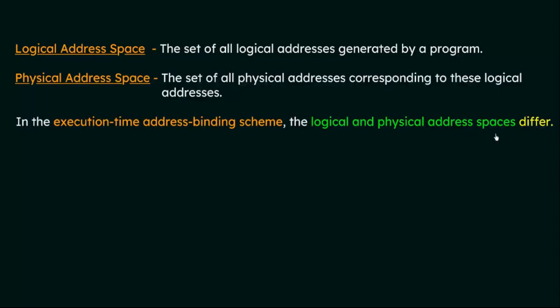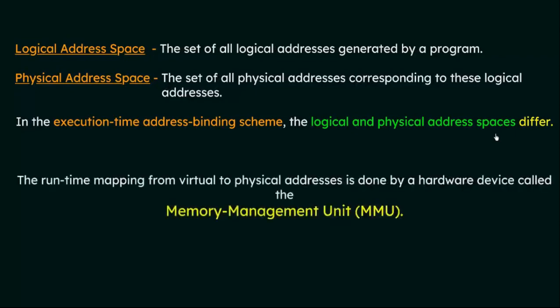If they are not the same, how will we map them to each other? How will we know that for a particular logical address space, this is the corresponding physical address space? This is the problem we have and the solution we need to find. So how can we solve it? The runtime mapping from virtual to physical addresses is done by a hardware device called the memory management unit, or the MMU. During runtime, we need to map the virtual address to the physical address. As I already told you, when I say virtual address, remember that I'm talking about the logical address.